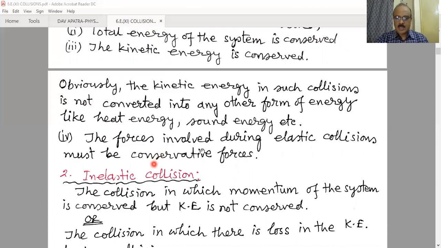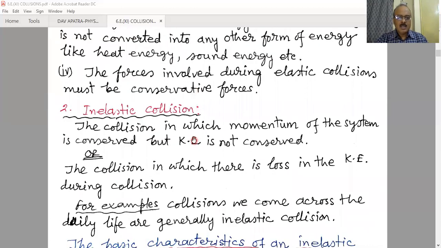All forces involved in the collision process are conservative in nature. And our next type of collision is the inelastic collision. The collision in which momentum of the system is conserved, but kinetic energy is not conserved, is known as the inelastic collision. That means momentum is always conserved, but kinetic energy is not conserved.